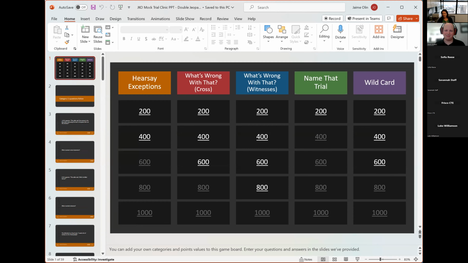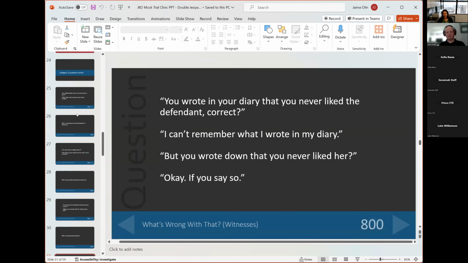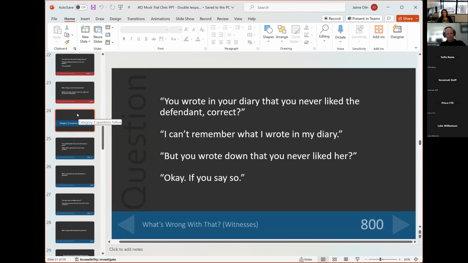Let's go. What's wrong with that witnesses for 800. So we're talking about the witness here, and we're going to say what's wrong with what the witness is saying. Question, you wrote in your diary that you never liked the defendant, correct? Answer, I can't remember what I wrote in my diary. Question, but you wrote down that you never liked her. Answer, okay, if you say so. What's wrong with the witness answering that last question in that way?